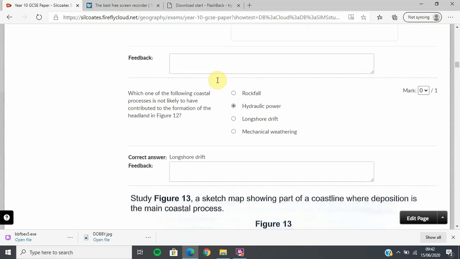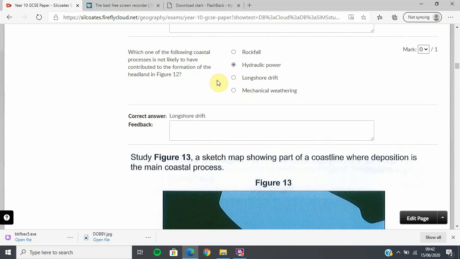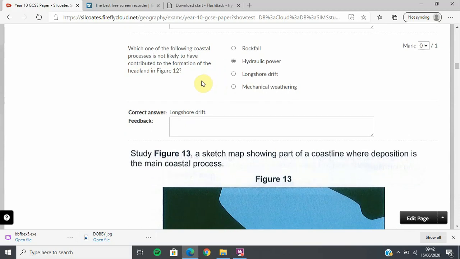Right, next question was: which of the following coastal processes are not likely to have contributed to the formation of the headland in figure 12? The headland is the sharp rocky area, isn't it, which is going to have had rockfalls, which have created those very steep slopes. Hydraulic power from the waves coming in and crashing into it, they're going to have smashed into that headland, and that's what's going to have caused the rockfalls, caused it to collapse.